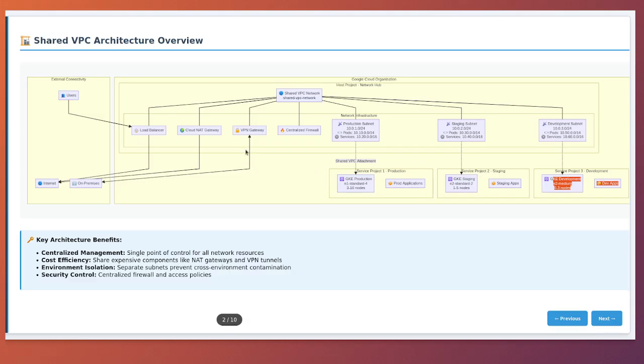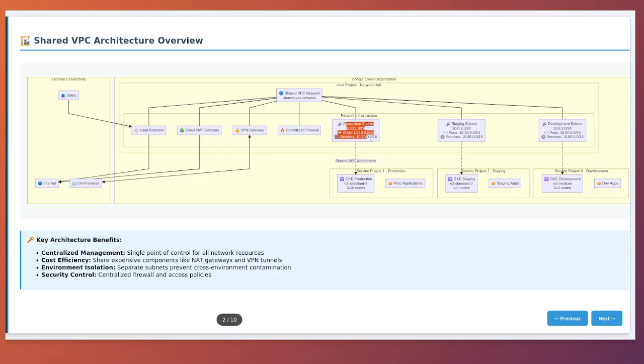Shared VPC solves this by creating a hub-and-spoke model where one host project owns the network infrastructure, and multiple service projects attach to it. This diagram shows how the host project contains all networking resources: the VPC, subnets, firewall rules, NAT gateways, and VPN connections. Service projects then attach to specific subnets based on their environment needs.